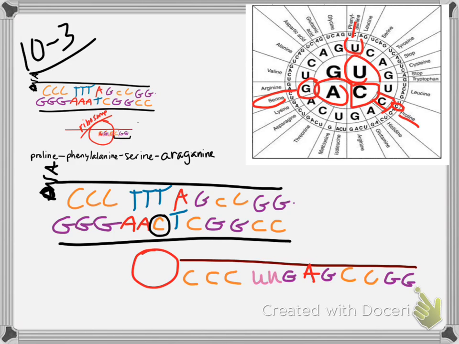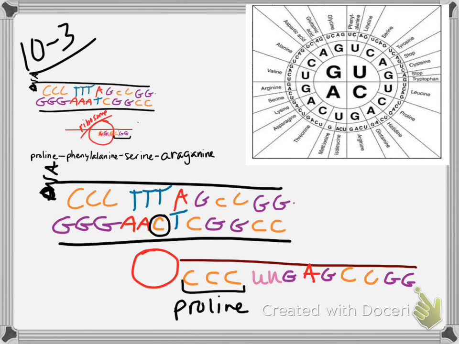Well, CCC, that's the same, nothing changed. That's proline. What about UUG? What does that get us? So I'm going to start with U, then I'm going to go to U, and then I'm going to go to G. Leucine. That changed the amino acid.